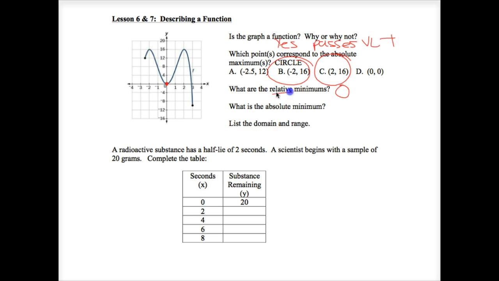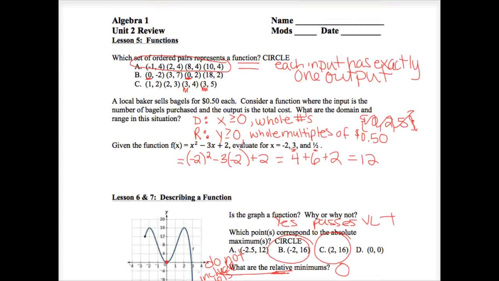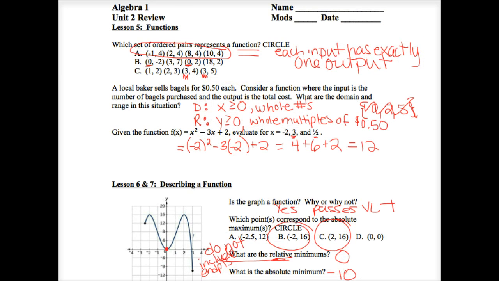Remember that relative extrema do not include endpoints. So that's really, really important. You cannot say, oh, relative minimum here, that's lower. Can't include the endpoints. So this is our only relative min. What is the absolute min? The absolute minimum can include the endpoints, and the y value there is halfway between -8 and -12, so that's -10.